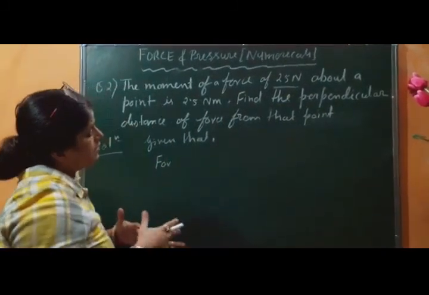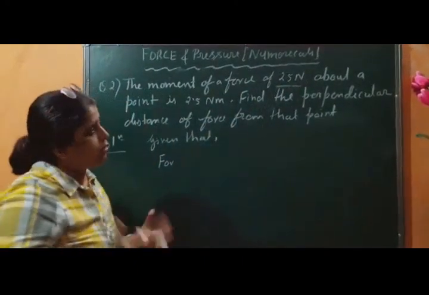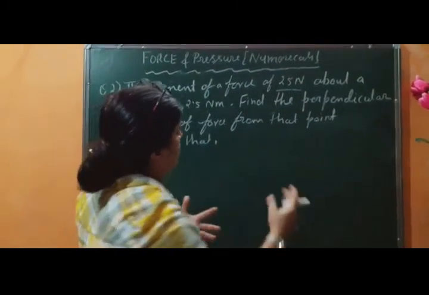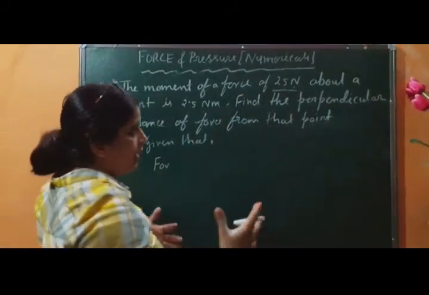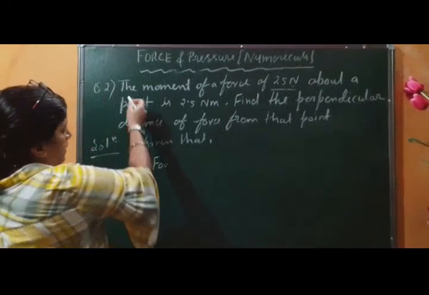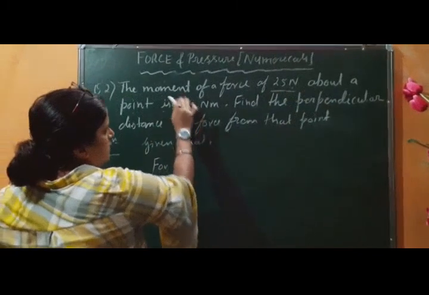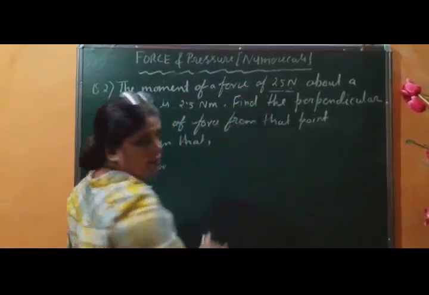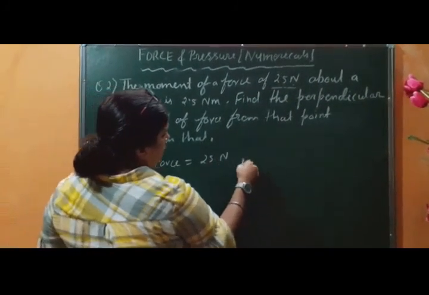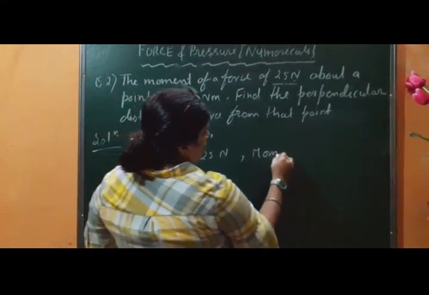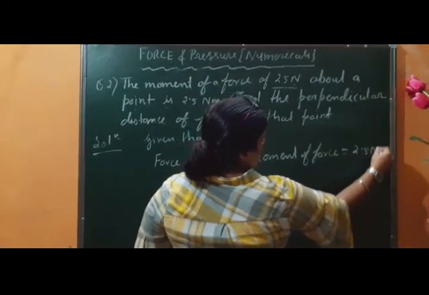Most of the time I have seen that children start reading and write that moment of force is equal to 25 Newton. Use your common sense. If the line is not clear, at least see the units. Newton is the unit of force and Newton meter is the unit of moment of force. You will also understand with the help of the sentence: the moment of a force of 25 Newton about a point is 2.5 Newton meter. This is the moment of force, and this is the force. So force is equal to 25 Newton, and one more thing is given, the moment of force. We will note that down also, that is 2.5 Newton meter.